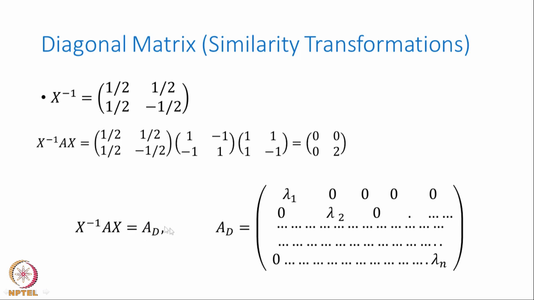So, what is the diagonal form of a matrix? All the diagonal values will correspond to the eigenvalues of the matrix, all the off diagonal values will be 0, and once you have a diagonal matrix, it is very easy to calculate the determinant. The determinant of a diagonal matrix is nothing but the product of eigenvalues.